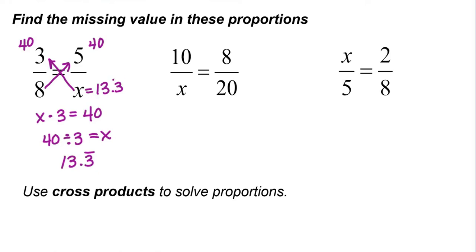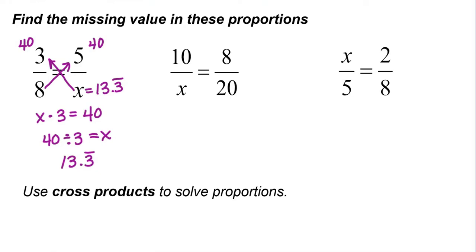So that's the value that I was missing in my proportion. That was kind of an ugly decimal value there. That's kind of why we had to use cross product, because there wasn't really a nice multiplication or division relationship anywhere else. So now we can use cross product. Let's look at the next one.